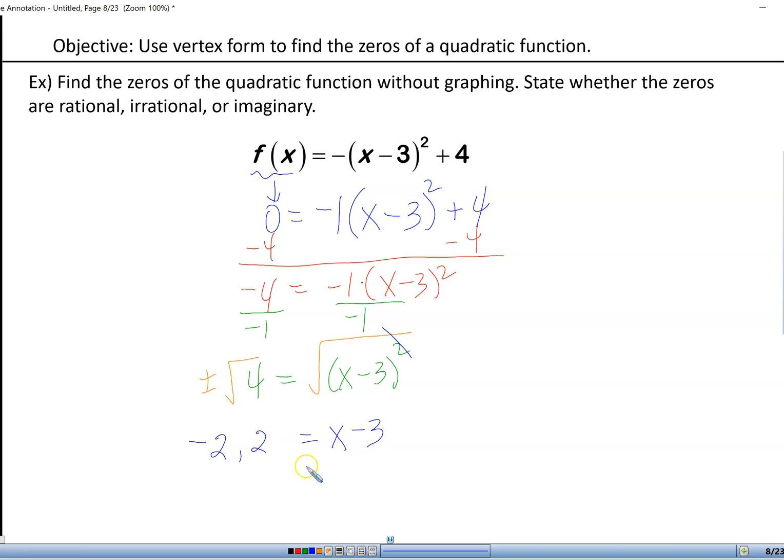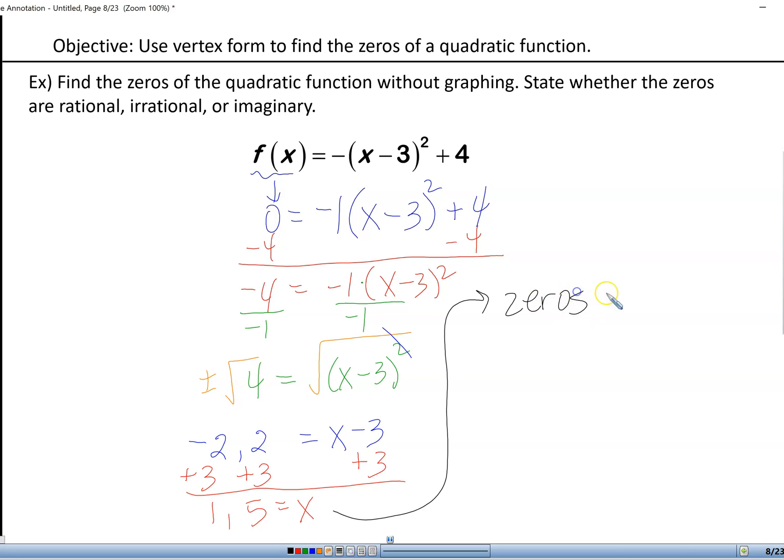And we have to split them apart because in the next step, we're going to have to add 3 to each of them separately because they are rational numbers. We can't add to them together in a plus minus structure. So now negative 2 plus 3 is 1. 2 plus 3 is 5. Those are our x values, which means they are also the zeros. So the zeros of our function are 1 and 5, and those are both rational numbers.